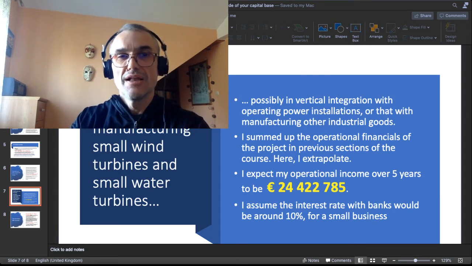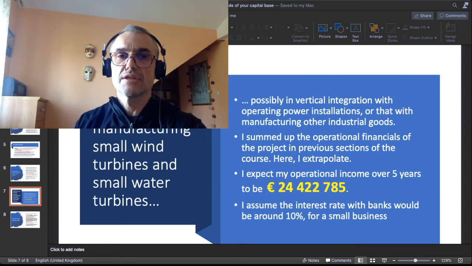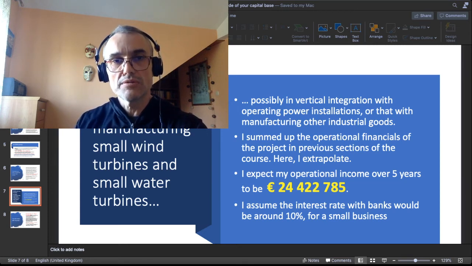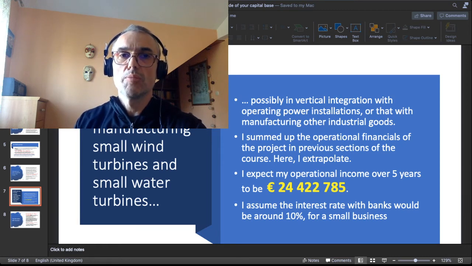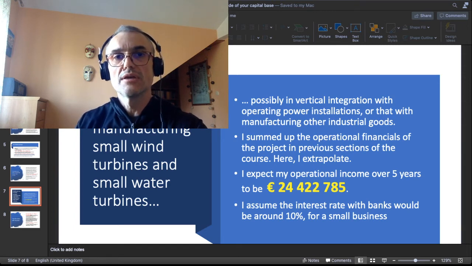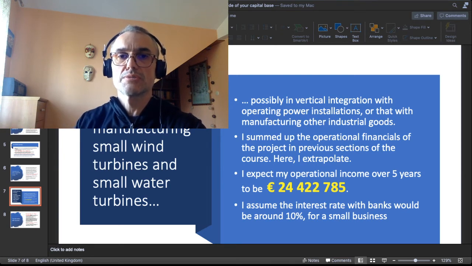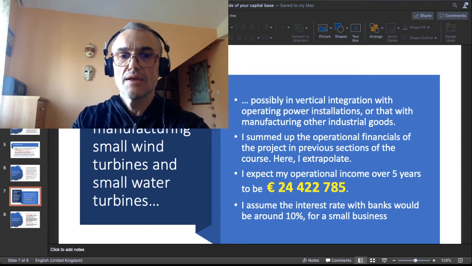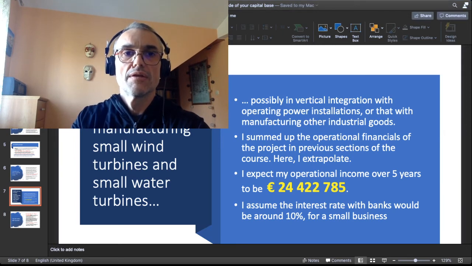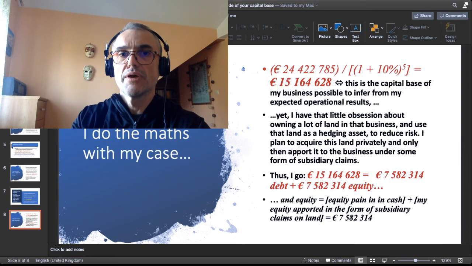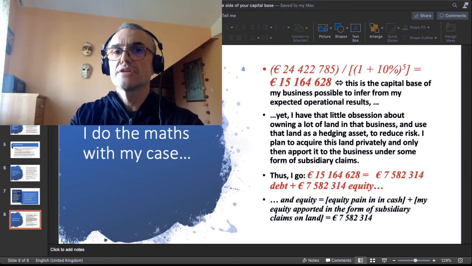And I assume a little bit conservatively that the typical interest rate on business loans would be 10%. It could be lower if I am really a pain in the ass, if I negotiate really tough with those bankers. Yet, let's say the so-called good morning value that those bankers will tell me will be 10% on a typical business loan for a small business. And I do the math in this case.